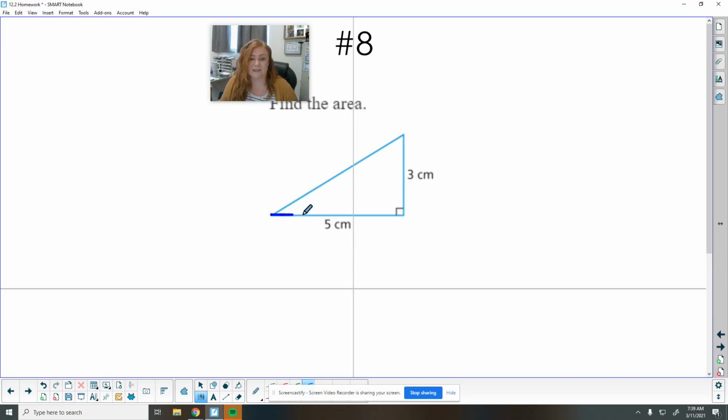Okay, so this one, here's our base. Here's our height. So 3 times 5 is 15. And then we're going to take 15 and divide it by 2. So I know it can't go in there evenly. So I'm just going to add a decimal and a 0, and now it will. So don't forget about that decimal though. So it's not 150, it's 15.0.